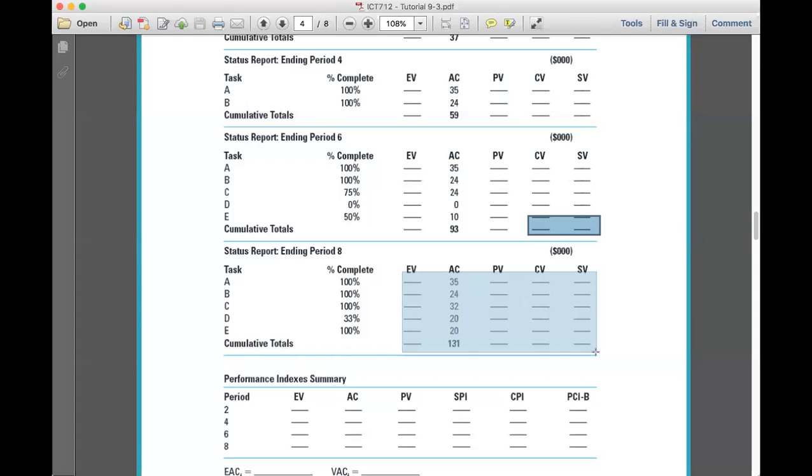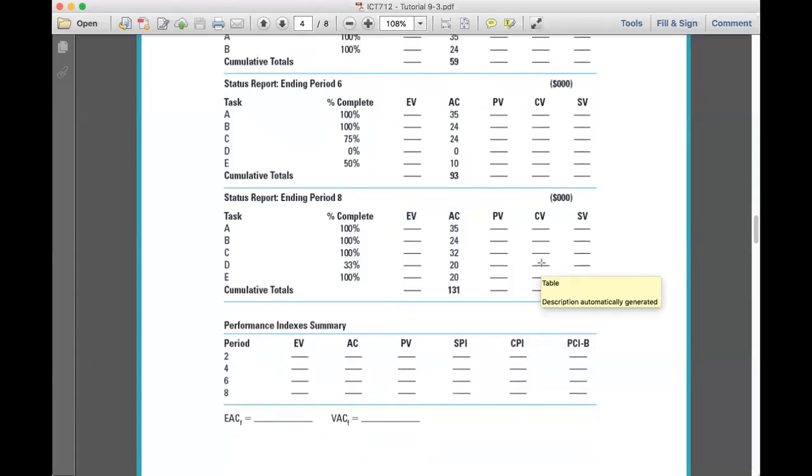154, 158, 23 minus 4. That's correct. So let's pick up this earned value for periods 2, 4, 6, and 8. So we know, for example, for period 8, earned value is 154. We know actual cost is 131. We know that the planned value is 158.